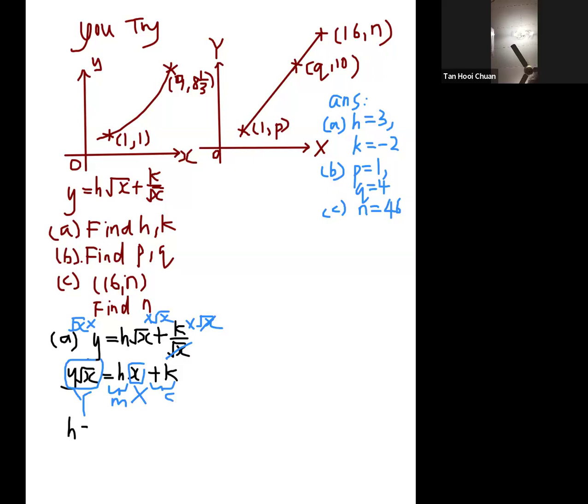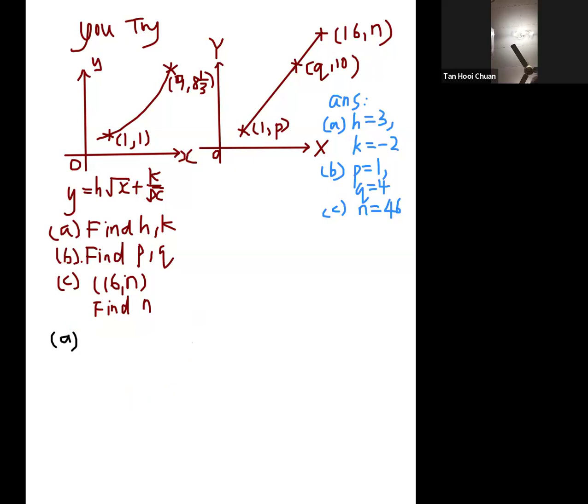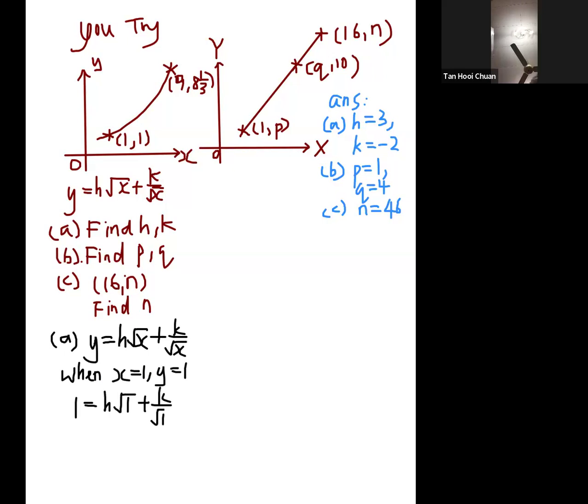Why am I wasting time? Sorry, I was wrong. No need. What am I doing? Sub inside 1 by 1. So when x equal to 1, I use the original equation and sub inside. When x equal to 1, y equal to 1. See 1, here 1, here 1, 1. So h plus k equal to 1.